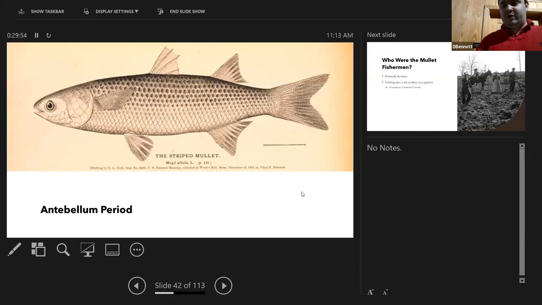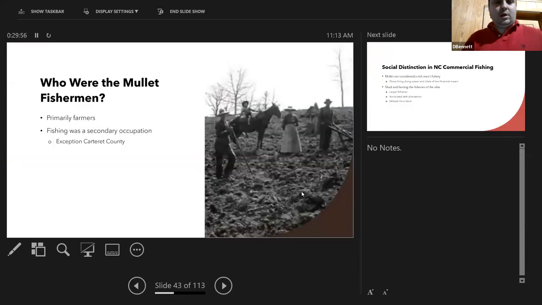So now we'll just move into the antebellum period. So who were the mullet fishermen? And you might find it surprising that most of the mullet fishermen in North Carolina were actually farmers.